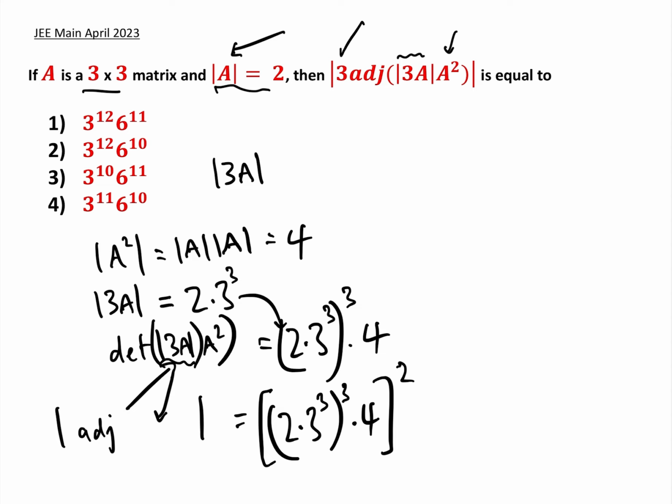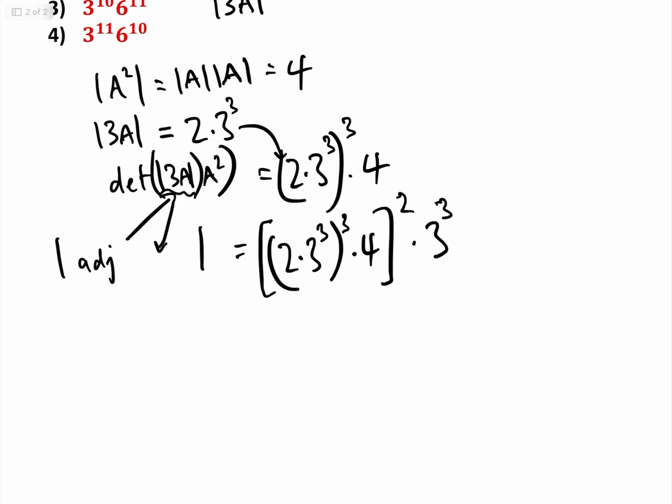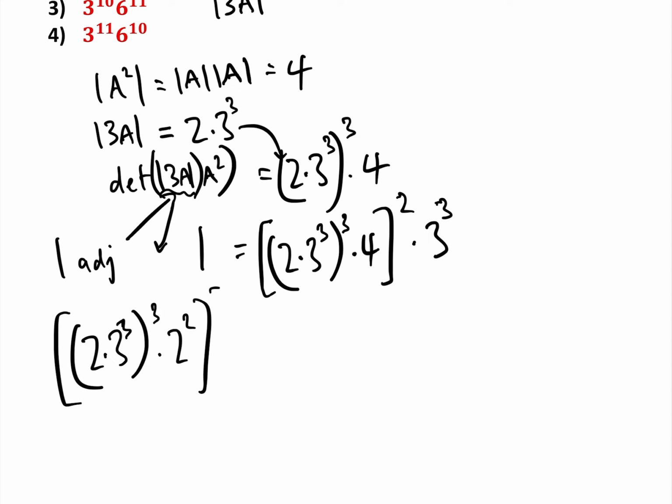And therefore 3 times the adjoint, again by rule number 1, what we're going to have to do is multiply this here by 3 cubed by rule number 1, because we're just multiplying this matrix here by 3, and so therefore the determinant gets multiplied by 3 cubed. So therefore we have our answer is equal to 2 times 3 cubed times 4, which is 2 squared times 3 cubed.